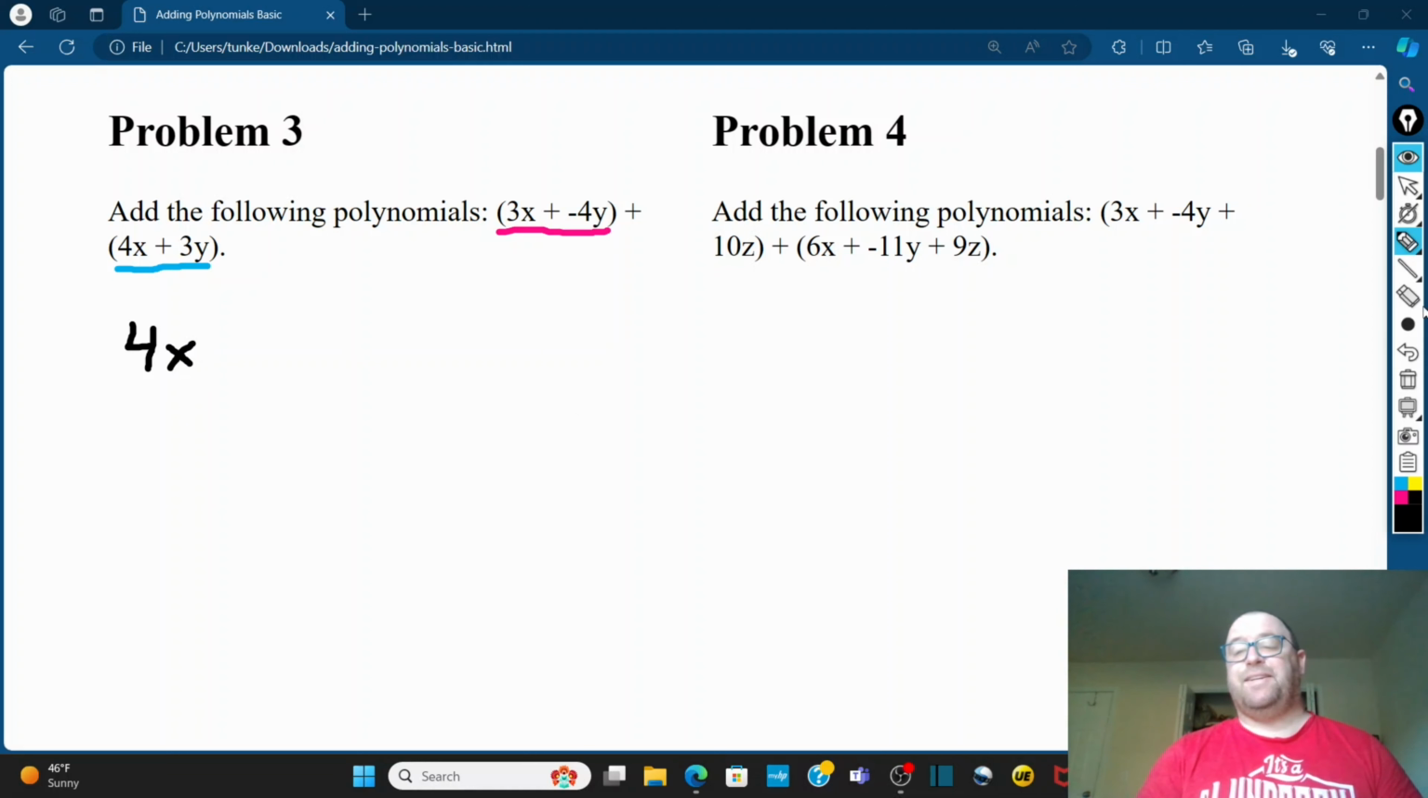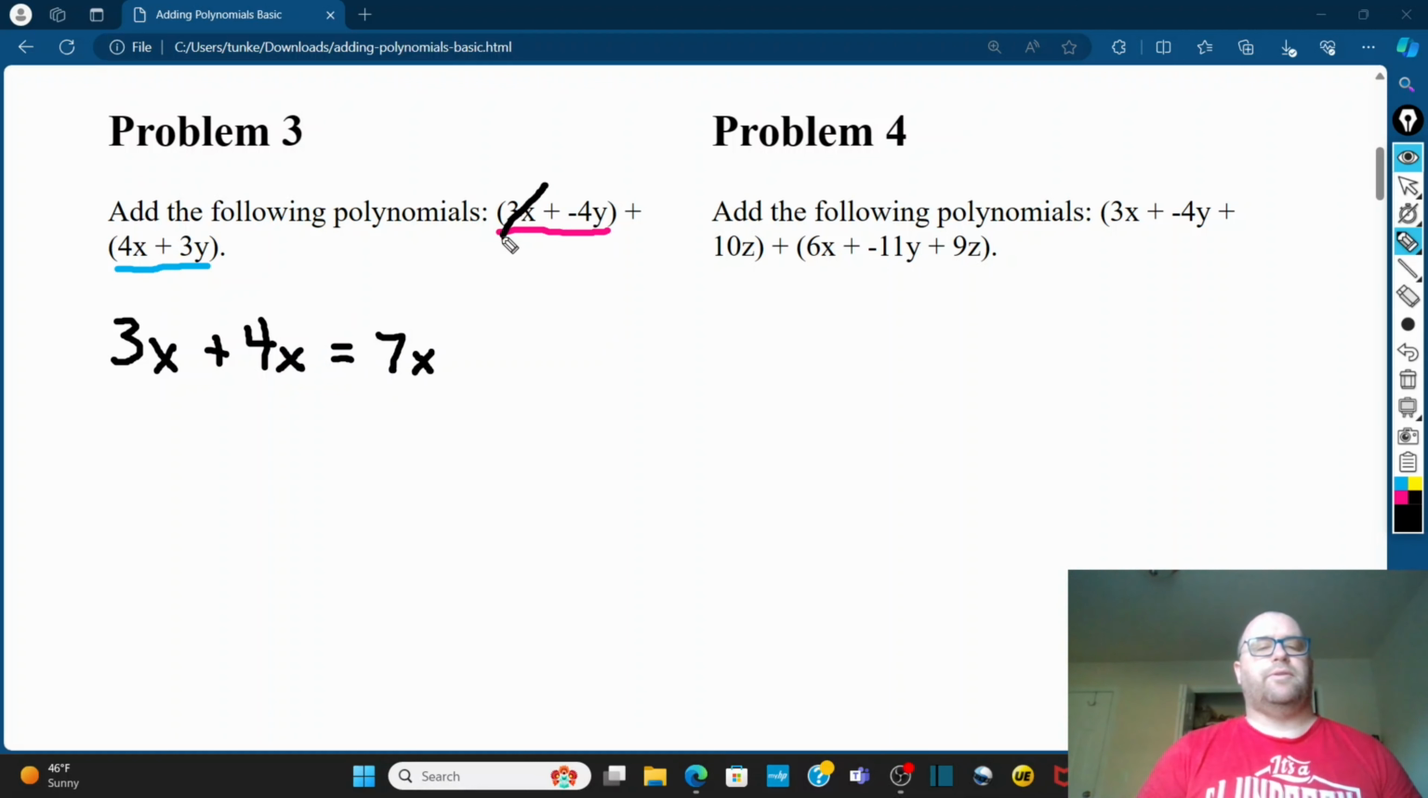Actually, the coffee has not kicked in. We will add 3x up here. I mean, we're adding 4x, and the order of addition doesn't really matter, but I just want to be consistent here. 3x plus 4x. And that's going to be 7x. We'll cross those off.